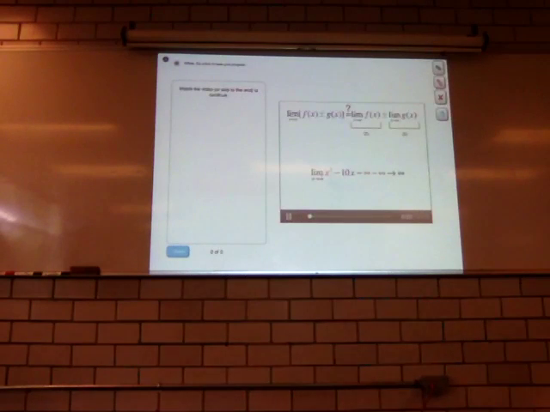Yes, the x squared grows faster than the 10x, so the limit goes to infinity. Now let's replace the 10x by 10 to the x. Again, we have infinity minus infinity. What do we get for the limit this time?